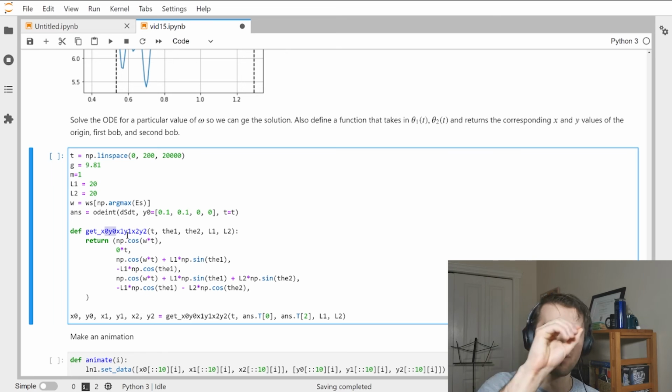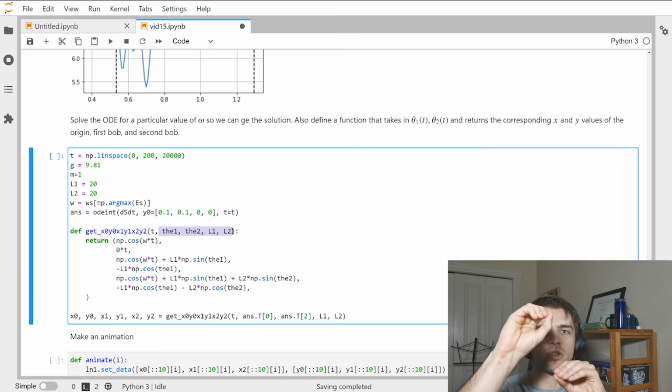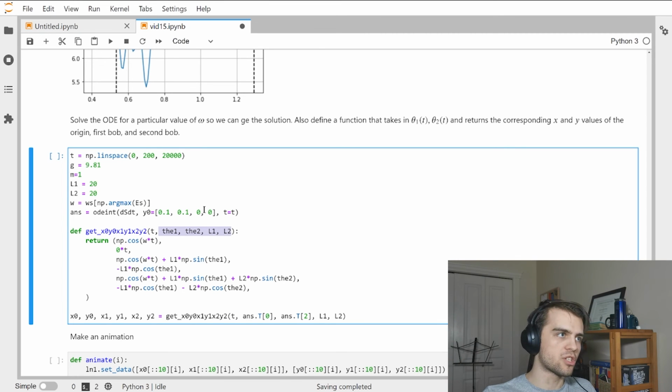These are the position of the motor. Remember, y naught is always equal to 0, and x naught is equal to cos omega t. And then I get the position of the first bob, x1, y1, and the position of the second bob, x2 and y2. And that's just a function of theta 1, theta 2, and L1, L2. That'll help me get the x and y coordinates so that I can create an animation.